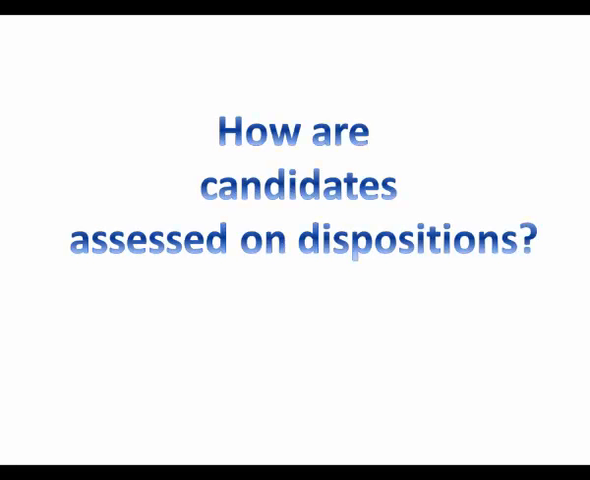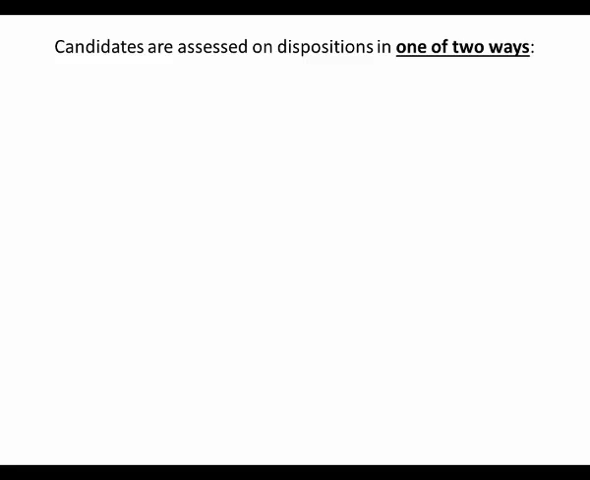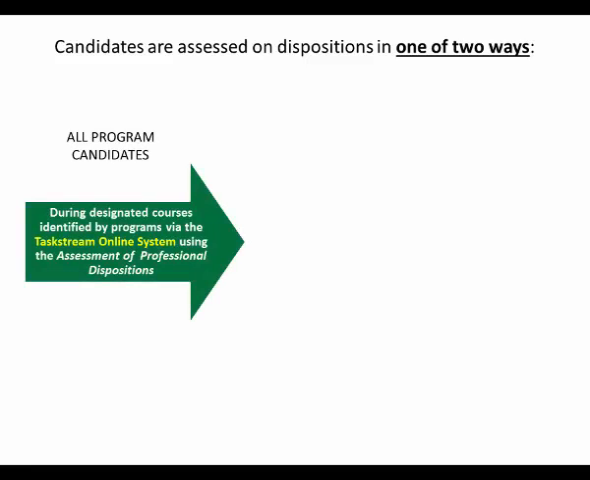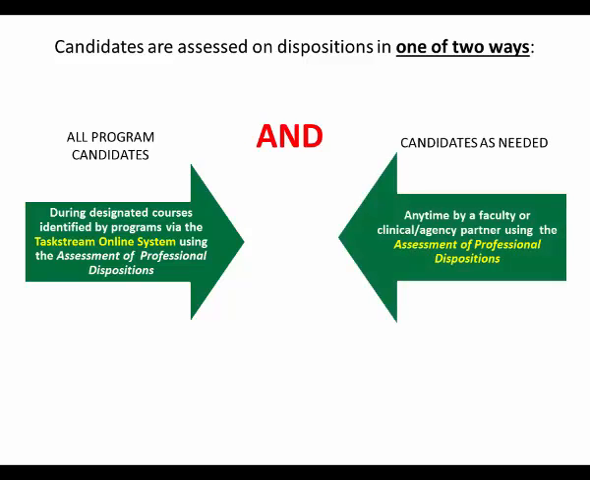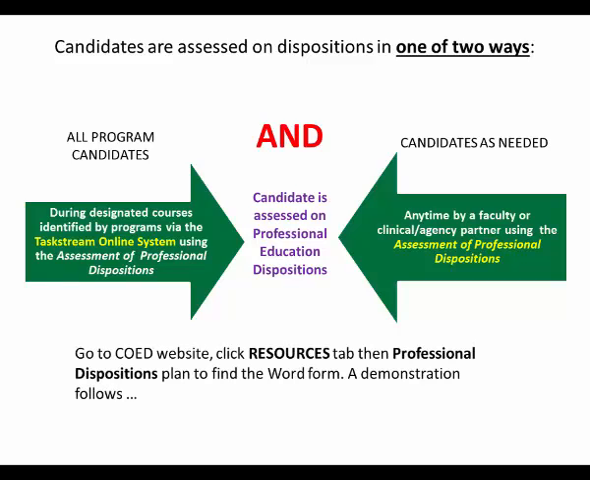How are candidates assessed on dispositions? Candidates are assessed in one of 2 ways. First, all program candidates are assessed in identified courses or identified program points using the TaskStream assessment system. And candidates may also be assessed as needed at any time in their program as deemed appropriate by a faculty or P12 school or agency partner. In either case, candidates are assessed on their dispositions. The Assessment for Professional Dispositions form is available on the College of Education website. A demonstration follows.